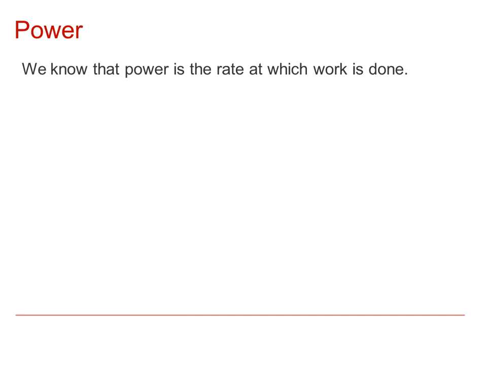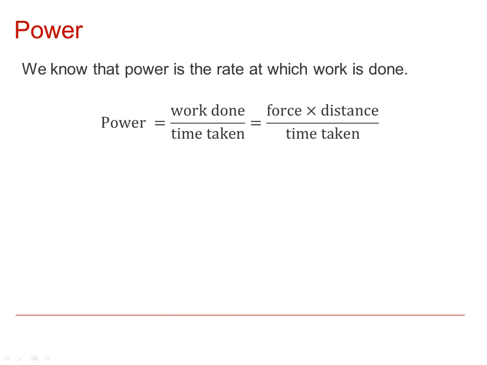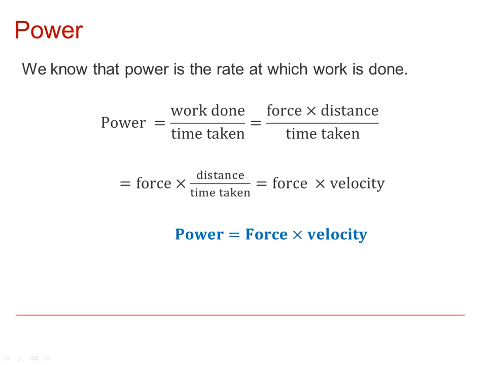We've already met the idea that power is the rate at which work is done. Therefore, power is work done over time taken. But we can calculate the work done as being force multiplied by distance moved. If we then think of that as force multiplied by distance over time taken, we get an alternative definition for power, which is force multiplied by velocity. So the power is equal to force multiplied by velocity, or we can express that as an equation, P equals F multiplied by V.